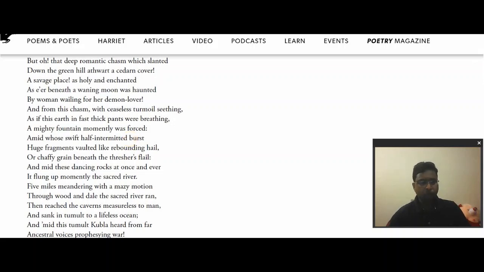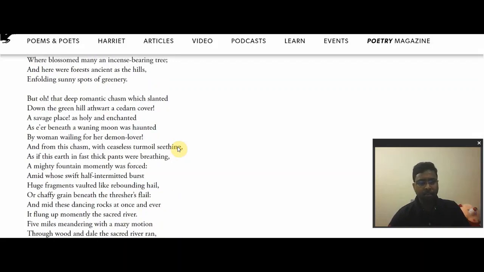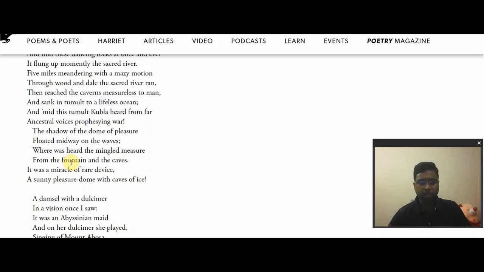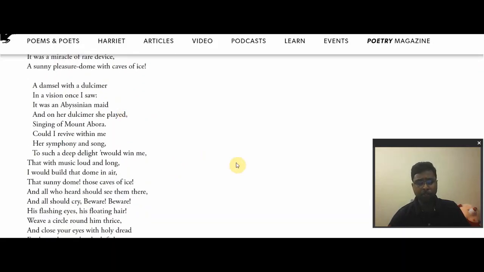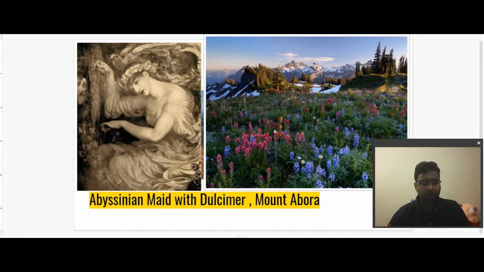Let's see what this girl did. She played upon a dulcimer, creating beautiful music. So now, in the first section, we heard the mighty fountains creating mighty sounds. Then we have the mingled measure, these two auditory images being referred to in the first section of this text. In the second section, we have this beautiful sound of the dulcimer played by the Abyssinian girl. On her dulcimer she played, singing of Mount Abora, the beautiful paradisal ground, the beautiful paradise created again, also referred to by Milton himself. Could I revive within me her symphony and song?